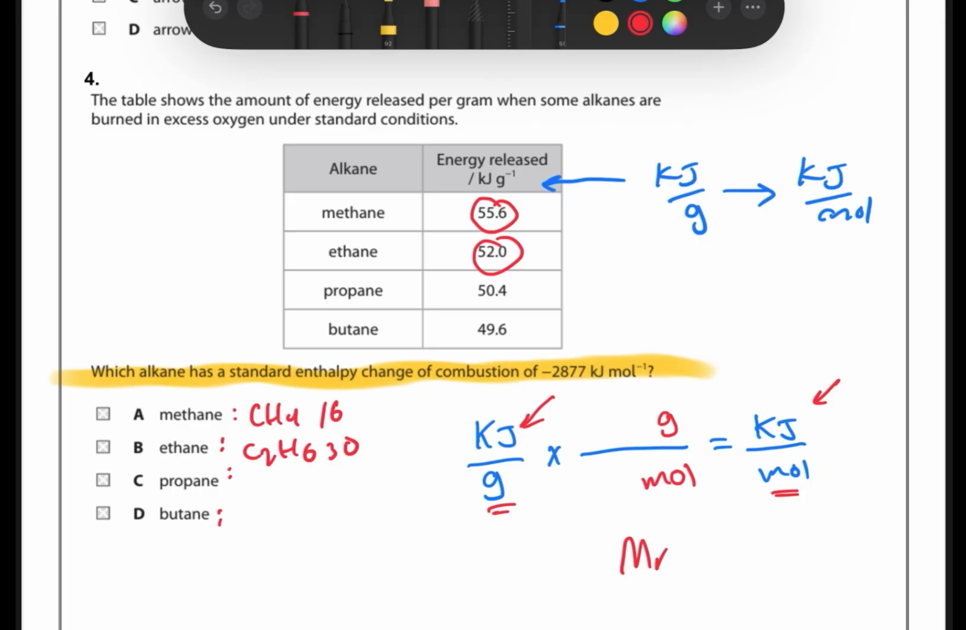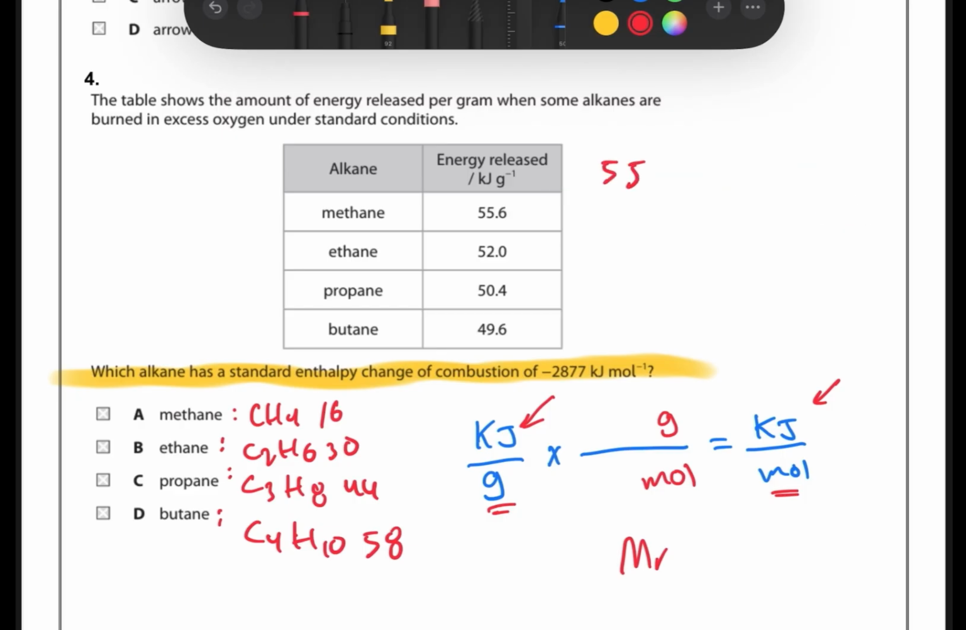And we have propane, which is C3H8 with a molar mass of 44. And we have butane with a molar mass of C4H10. So it's 58 gram per mole. Now we have to try every single number from here.